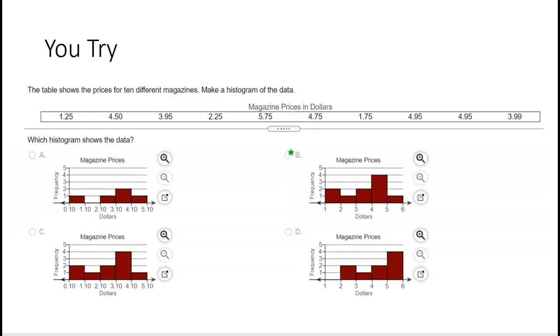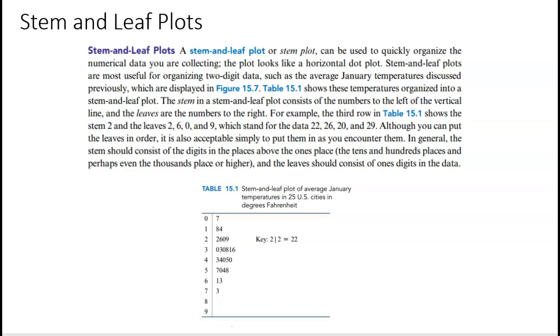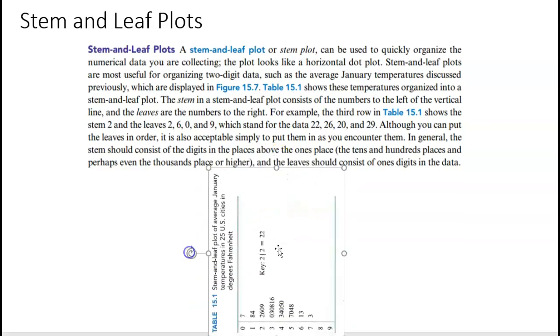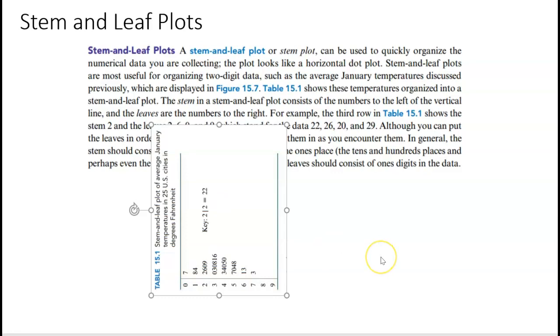And there we go. Now, a stem and leaf plot or a stem plot can be used to quickly organize numerical data. It looks like a horizontal dot plot. So if I was to take this and turn it on its side, you could think of it as a dot plot, but instead of the dots, 1, 2, 3, we're going to actually put the numbers. Okay, so it's the same idea as a dot plot. It just looks a little different and it has the numbers.